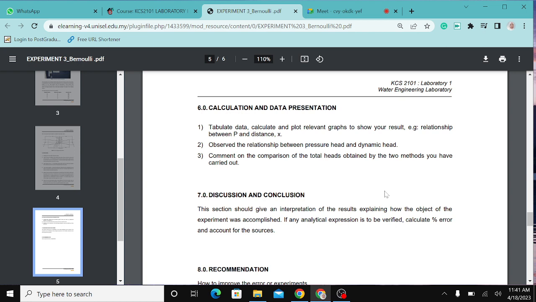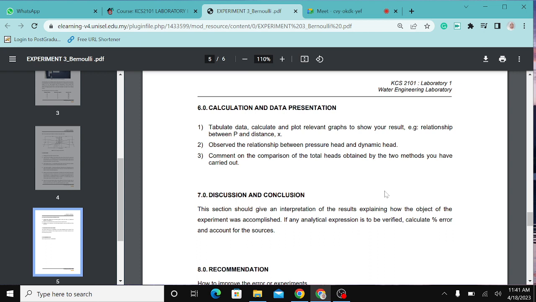A positive relationship means that maybe if the pressure head is increased, the measurement on the dynamic head also increases. Or you can have, if one variable is decreased, the other variable is also decreased, then you also have a positive relationship. But if they are vice versa, one is increased, the other one is decreased, that means you have a negative relationship. So that kind of relationship should be mentioned in your report.